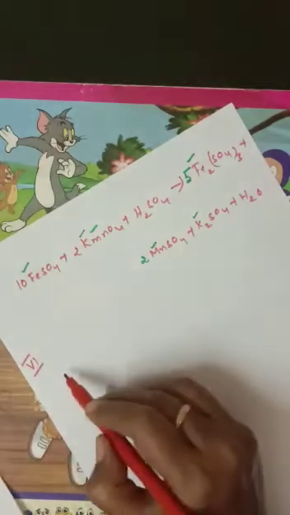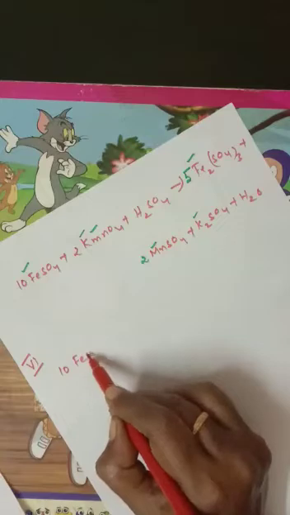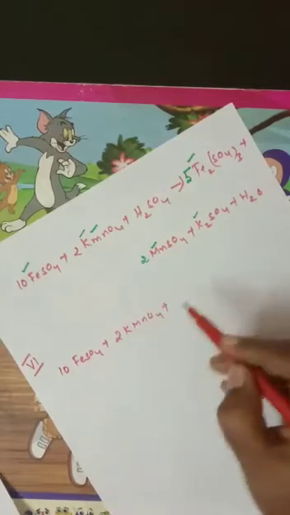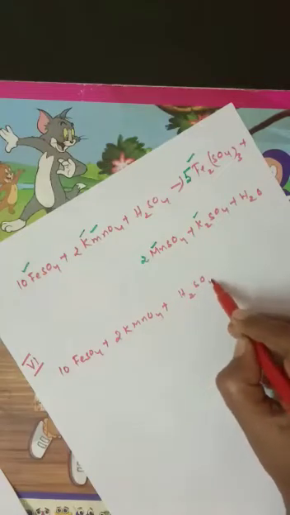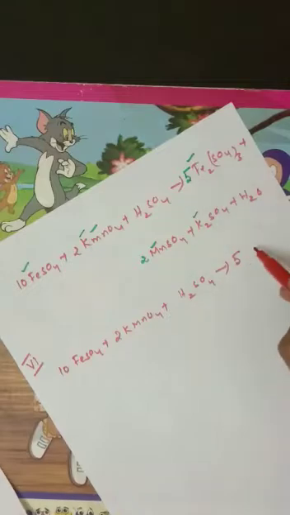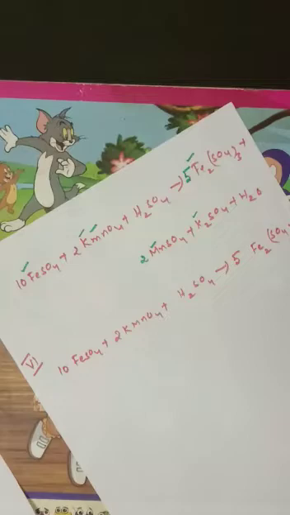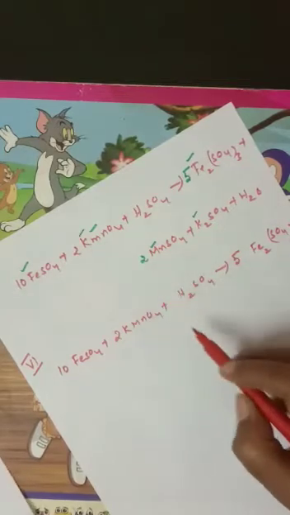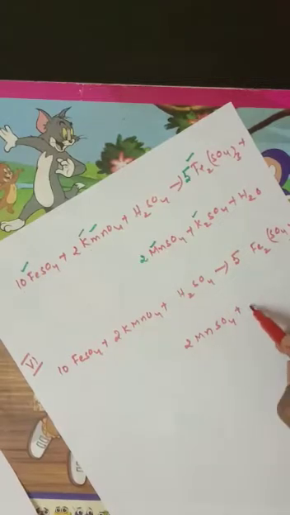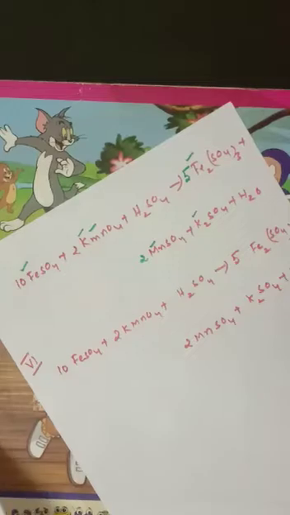I am writing the same equation once again. 10 FeSO4 plus 2 KMnO4 plus H2SO4, and once again I am writing 5 here because we are balanced here. So Fe2(SO4)3 plus 2, already we balanced, no? And the same equation I am writing once again: MnSO4 plus K2SO4 plus H2O. Now we are going to see the balancing of sulfur.